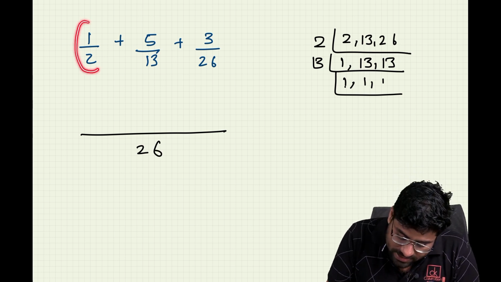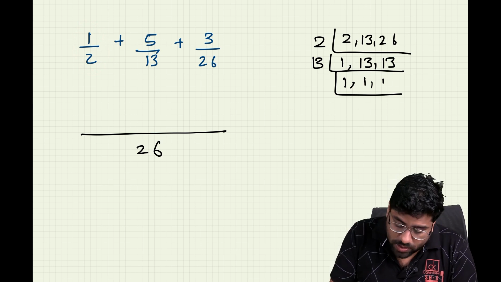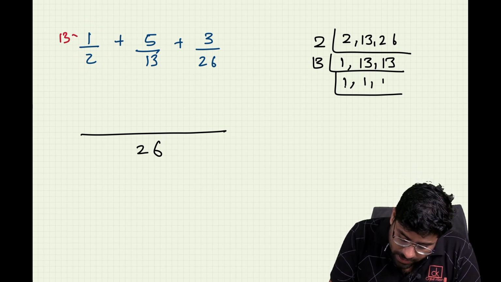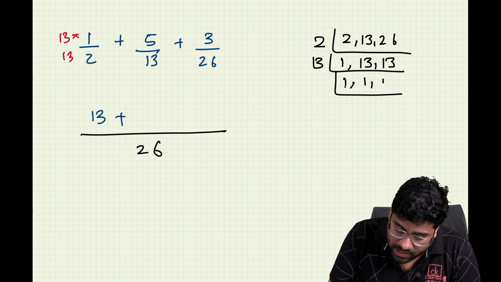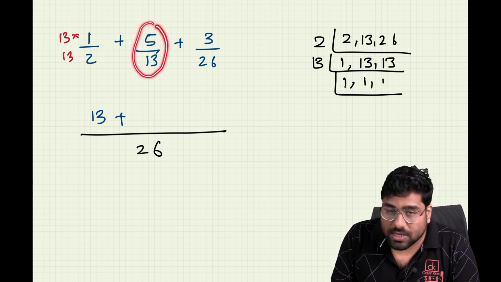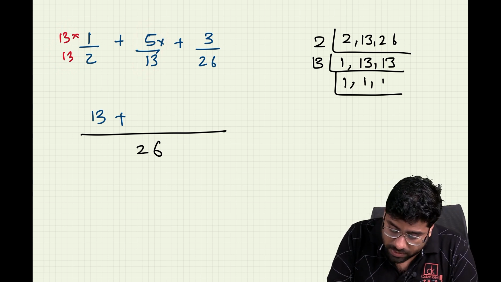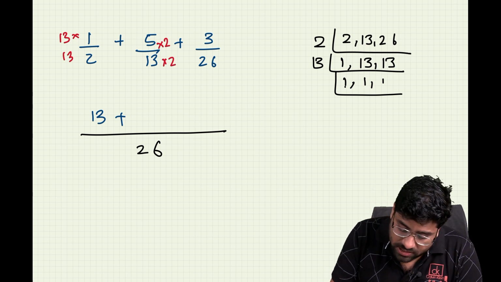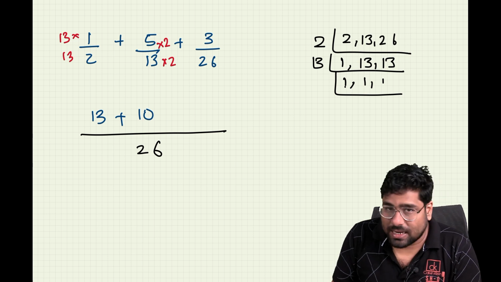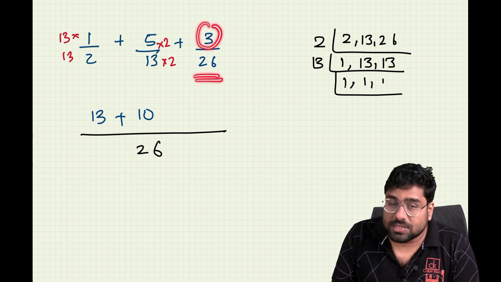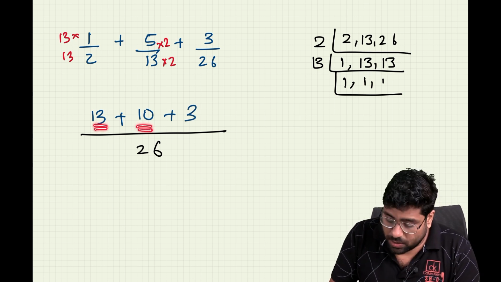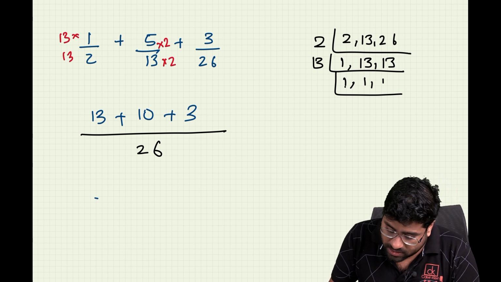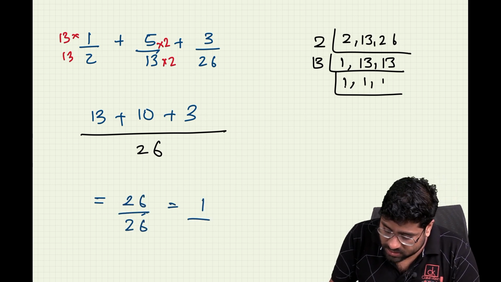So here we can see, in order to convert this into 26, what is the first thing you have to do? You have to multiply and divide by the number 13. So my numerator is going to become 13 in the first case. Now in the second case, to make the denominator 26, you have to multiply and divide it by 2. So this 5 becomes 10. Now this 3 will remain as it is because the denominator is already 26. So now we can see that 13 plus 10 is 23, 23 plus 3 is 26. So you can see the answer is going to be 26 divided by 26, which is equal to 1.